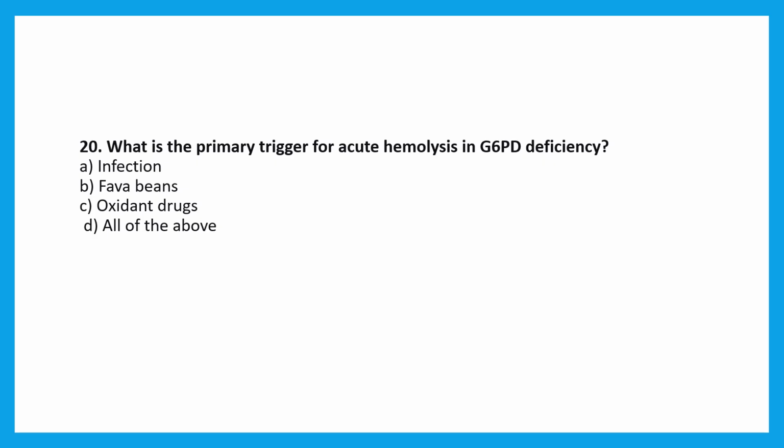Infections, fava beans, and oxidative drugs like certain antibiotics and antimalarials all create the oxidative stress, triggering what is known as acute hemolysis in deficient individuals. And therefore, we choose D to be the correct answer. So on question number 20, this is the primary trigger for acute hemolysis in G6PD deficiency.